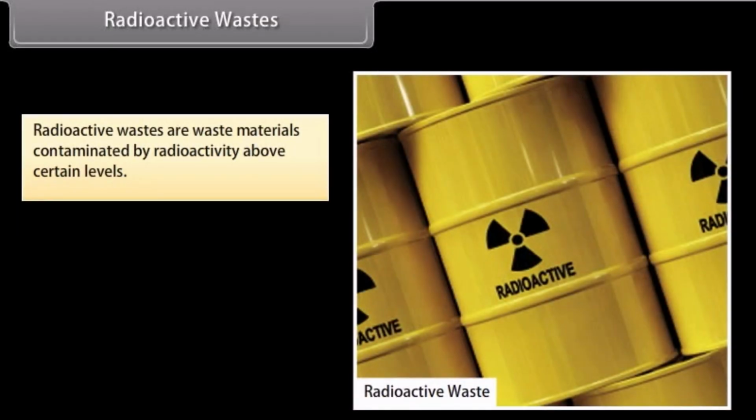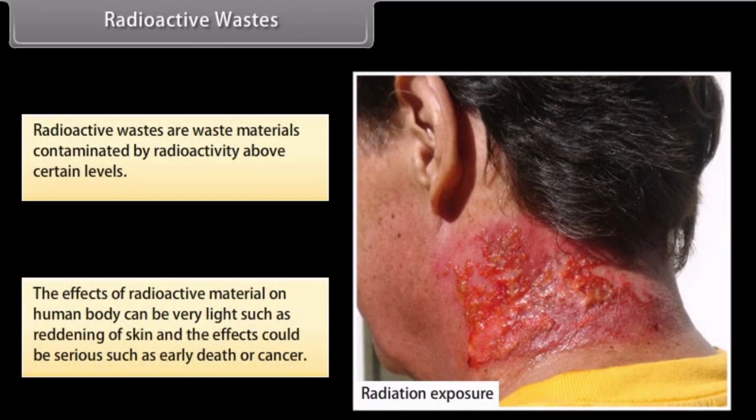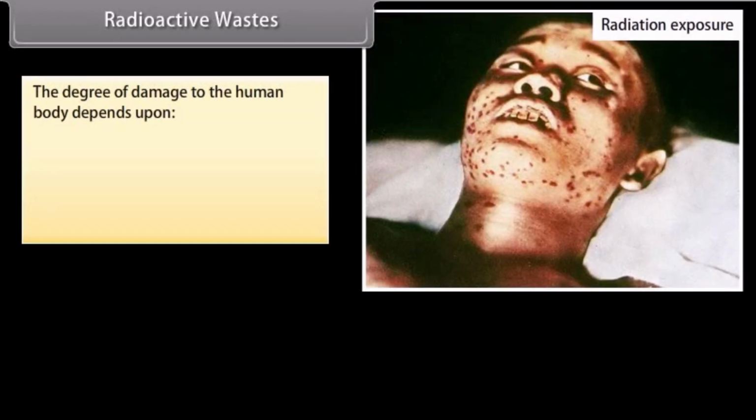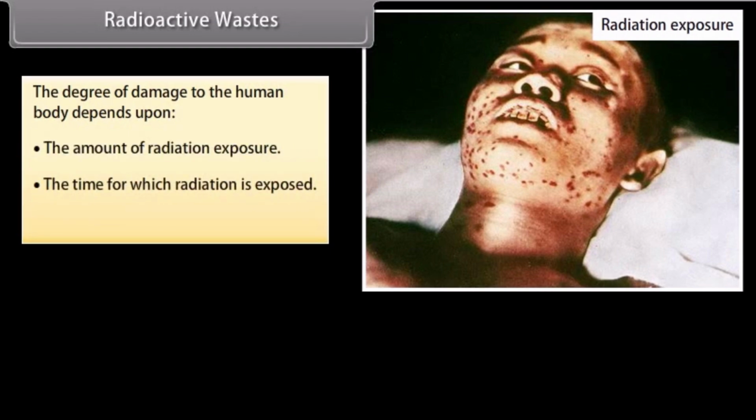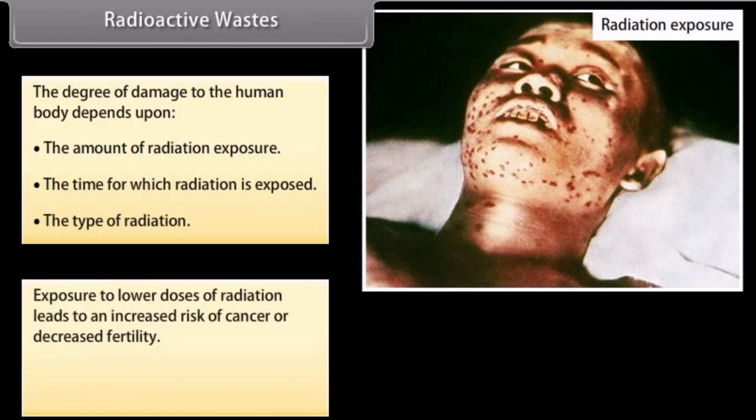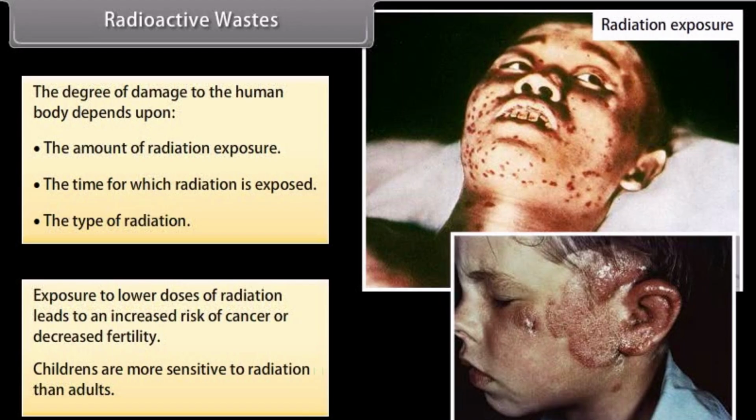Radioactive wastes. Radioactive wastes are waste materials contaminated by radioactivity above certain levels. The effects of radioactive material on human body can be very light, such as reddening of skin, and the effects could be serious, such as early death or cancer. The degree of damage to the human body depends upon the amount of radiation exposure, the time for which radiation is exposed, the type of radiation. Exposure to lower doses of radiation leads to an increased risk of cancer or decreased fertility. Children are more sensitive to radiation than adults.